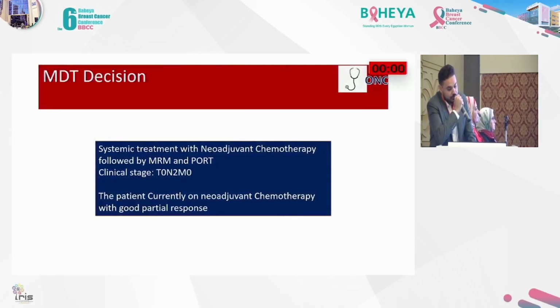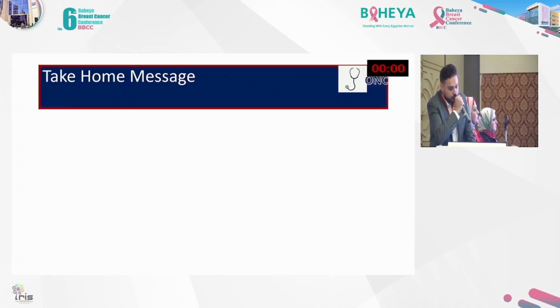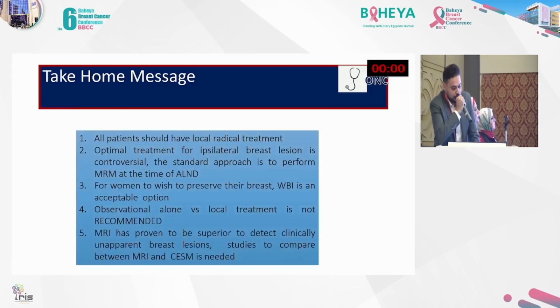So the MDT decided on systemic treatment with neoadjuvant chemotherapy followed by mastectomy and post-operative radiation. We have a clinical stage of T0, N2, M0, and currently the patient is on neoadjuvant chemotherapy with good partial response. So my take-home message: all patients should have a local radical treatment.